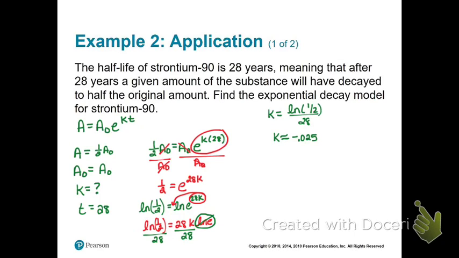It's the half-life. All right, so my equation then, remember, you're going to plug in everything except T and A. So we've got A equals, but what was my initial amount? We don't know, did we? So we're going to go ahead and leave it this time as the initial amount there, e to the negative 0.025 T.